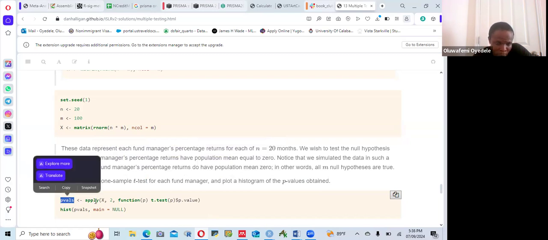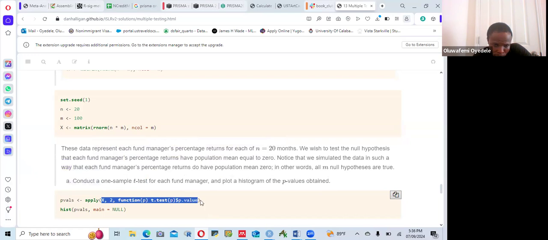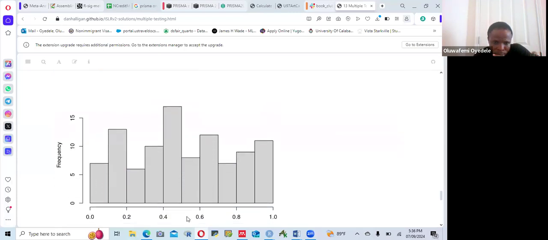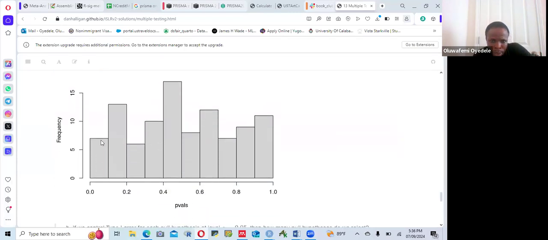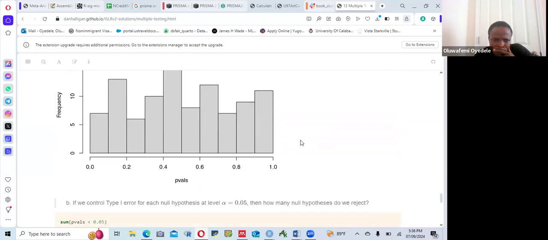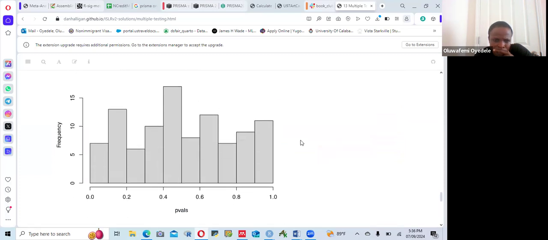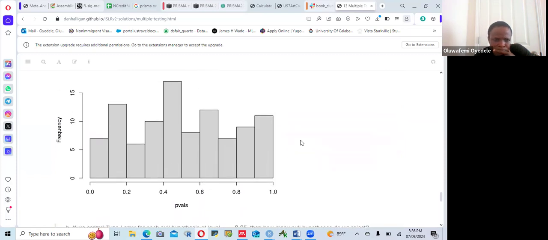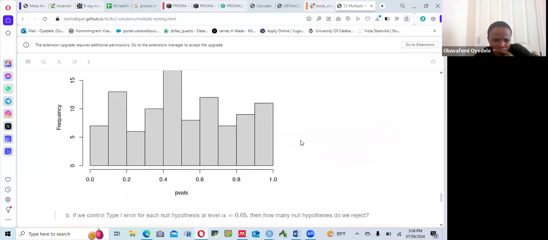We are using the apply family of functions on x. Then we plot the histogram for the p-values. And we can see the shape of our histogram for the various p-values from 0 to 1.0.